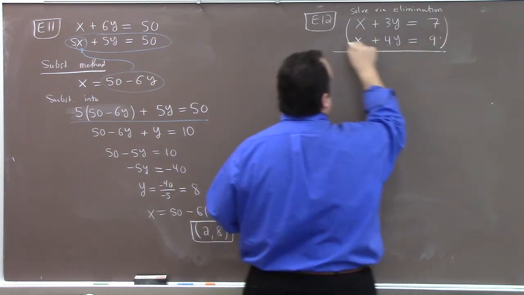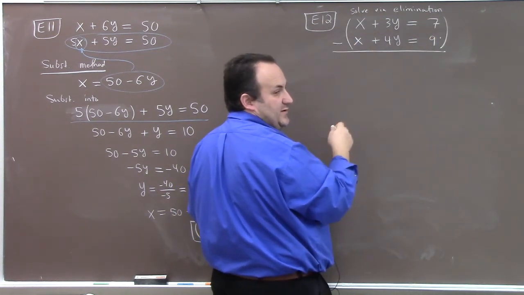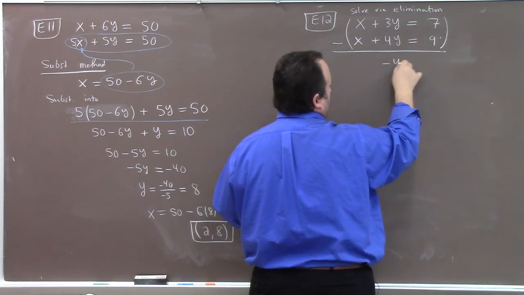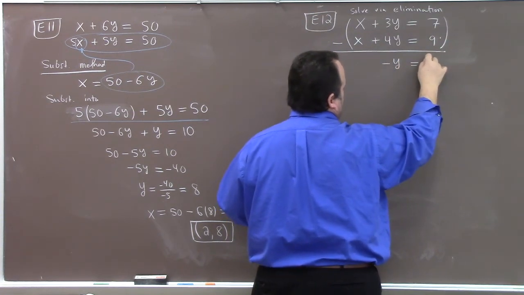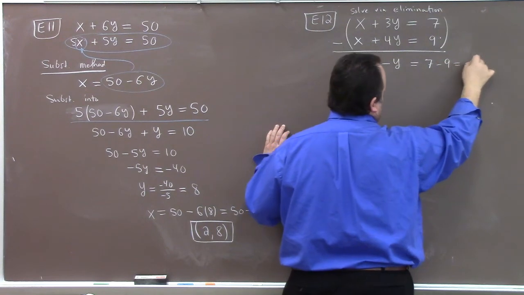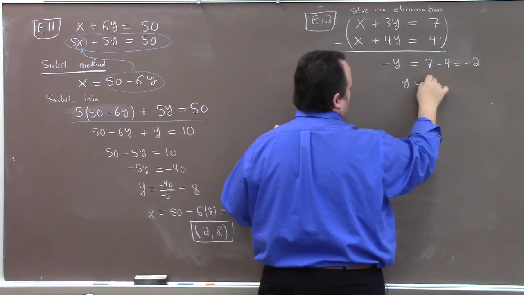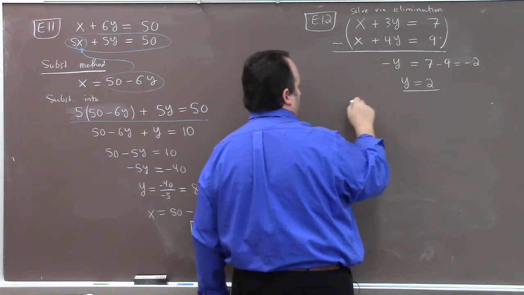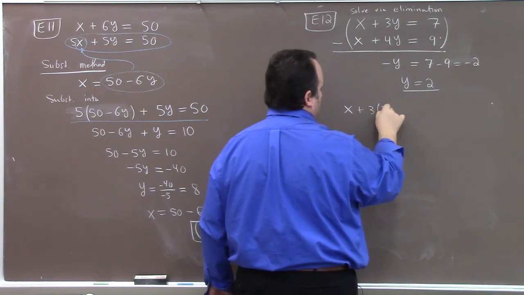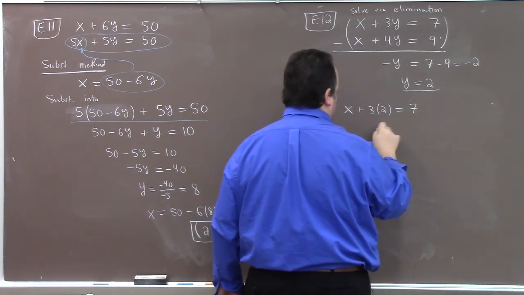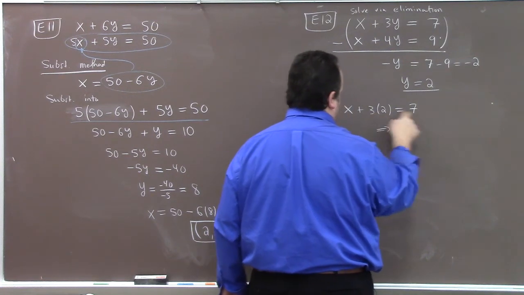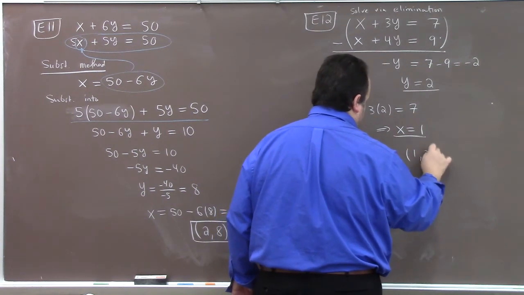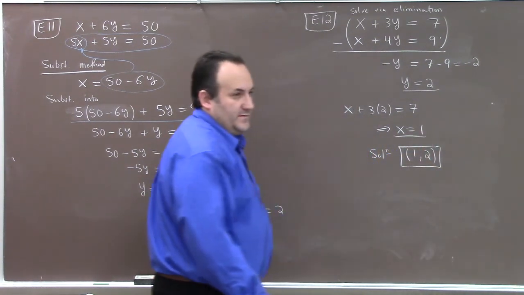This time I'm going to subtract the bottom equation from the top, right? So the x's cancel, and I get minus y equals 7 minus 9, which is minus 2. Aha, y equals 2. And how do I figure out x? Just pick one: x plus 3 times 2 is equal to 7, which tells me that x is equal to 7 minus 6, which is 1. So the solution is (1, 2). That's all there is to it.